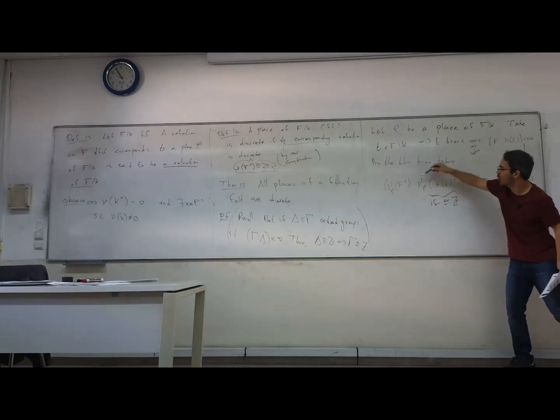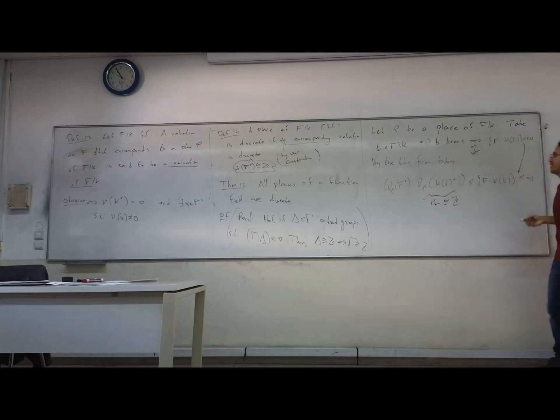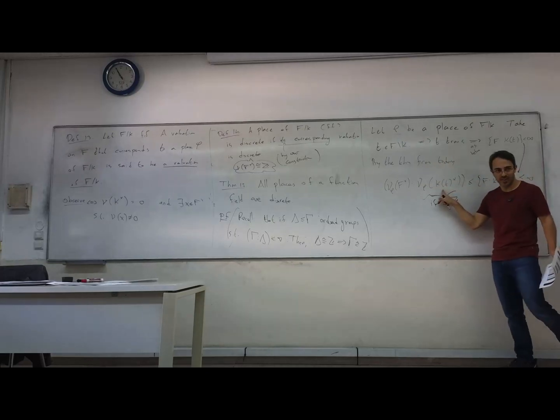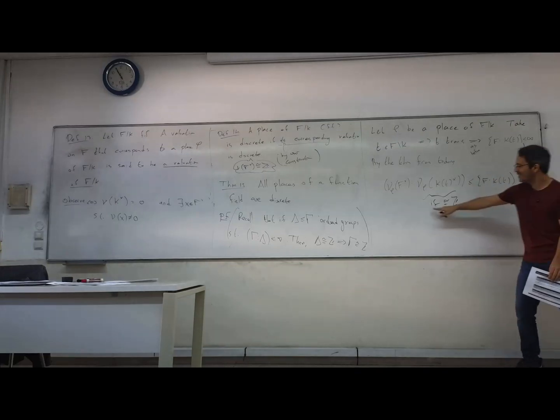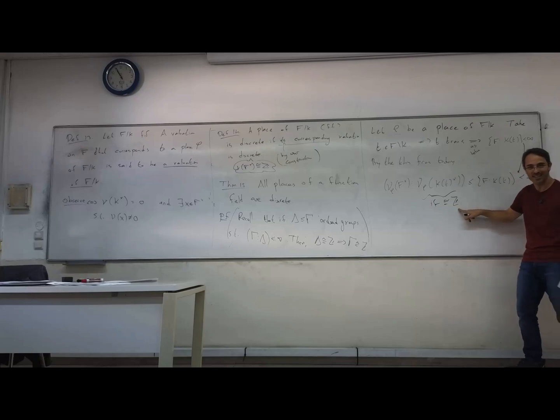Because you have two ordered groups, one containing the other. Their index is finite, and the smaller one is isomorphic to Z. So the larger one will also be isomorphic to Z. So that's a theorem you didn't prove and you will prove today. And this is another thing you didn't prove and you'll prove today.